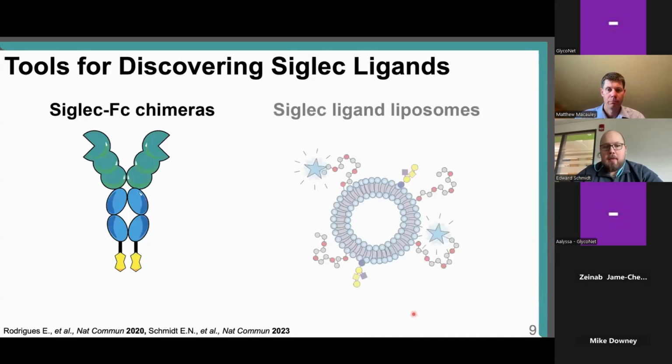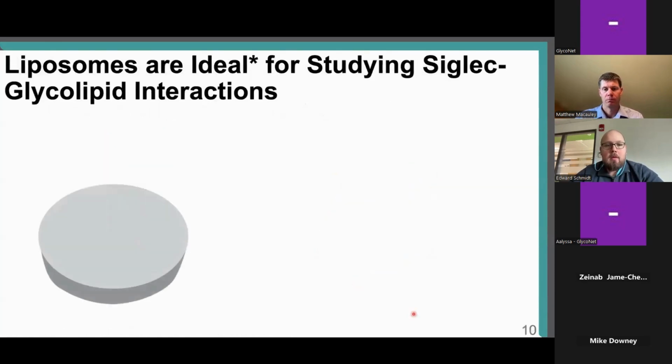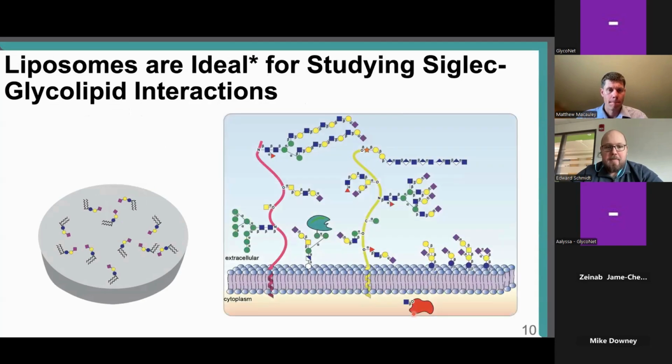So that's a little bit about our cell-based glycan array. Now I'll talk about our Siglec liposome platform. When I first started my PhD, Dr. Macauley and I had a chat and looked at how glycolipid-Siglec interactions were typically studied. They were typically done in an ELISA, where glycolipids were just non-specifically adsorbed to a surface. We thought that's not a really great representation of the glycocalyx.